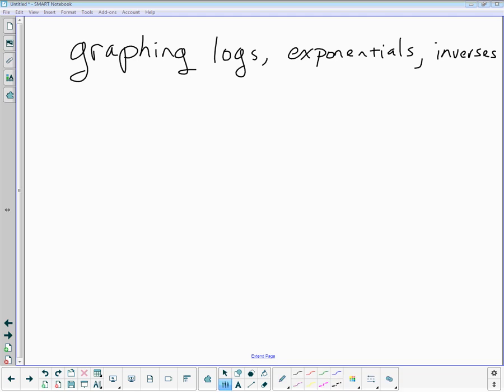Okay, now, graphing logs and exponentials is pretty straightforward. It's really not a heck of a lot of excitement there, but inverses can get rather goofy looking and unusual. We will deal with those last. For logs and exponentials, the best way I can say to graph them is, first of all, you have to know how they look. In general, log graphs look like this.